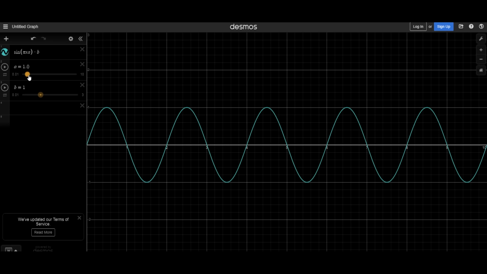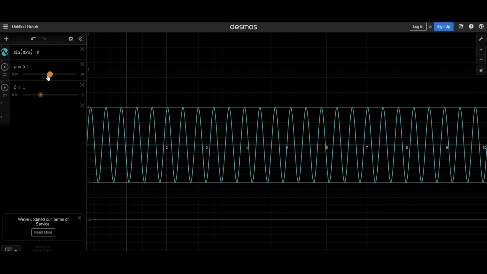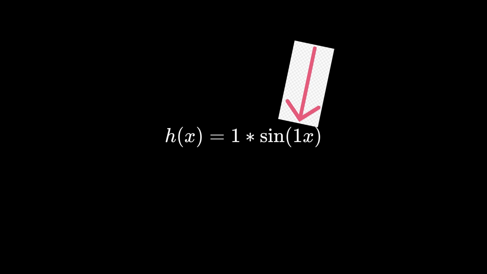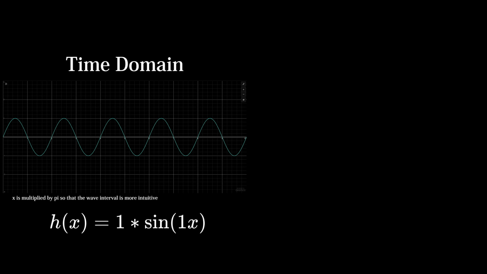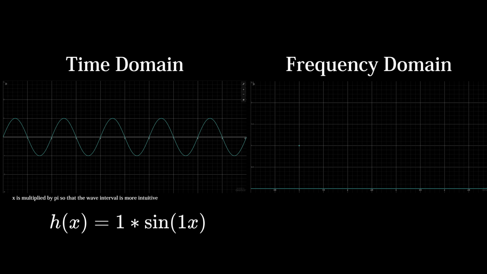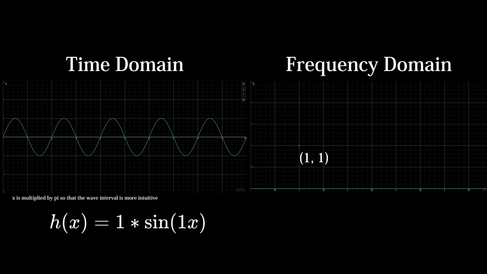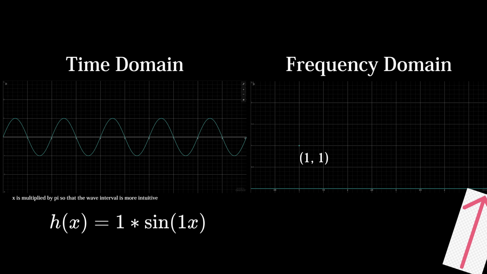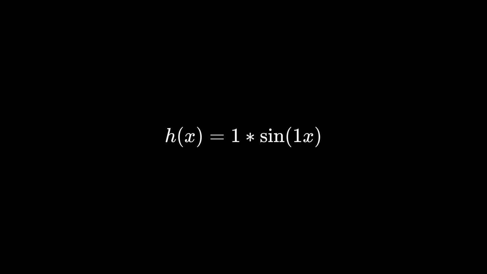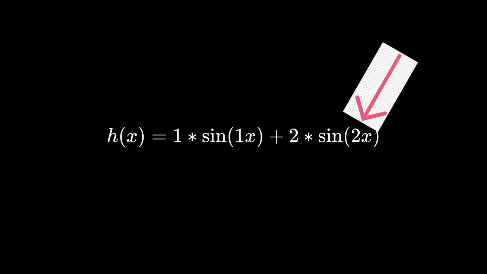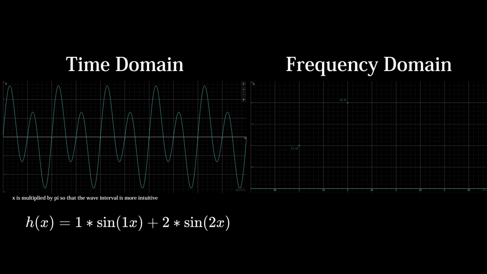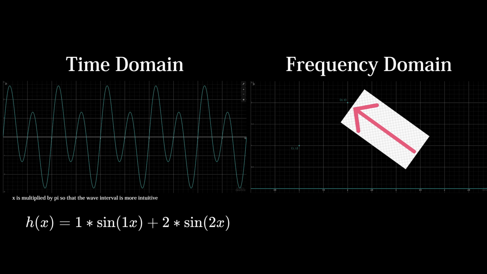Remember that the frequency of a wave is the distance between its peaks, and the amplitude is how tall the peak is. For a simple sine wave with frequency 1 and amplitude 1, the time domain graph is what you're used to, but the frequency domain graph is going to be a flat line with a single point at 1, 1. This is because at frequency 1, the amplitude is 1, but at all other frequencies, the amplitude is 0. But if we added a sine wave with frequency 2 and amplitude 2, the time domain graph would change meaningfully, and the frequency domain graph would have a new point at 2, 2.